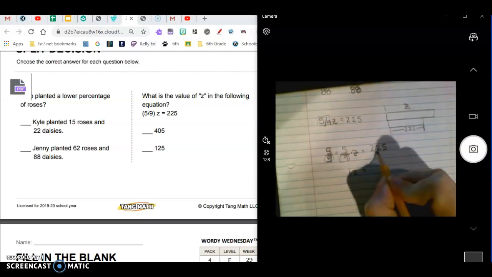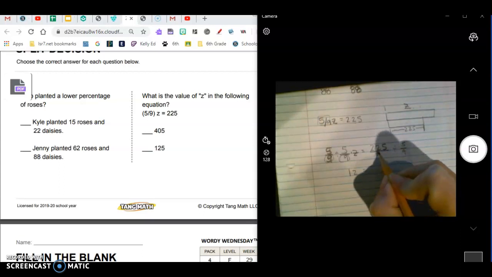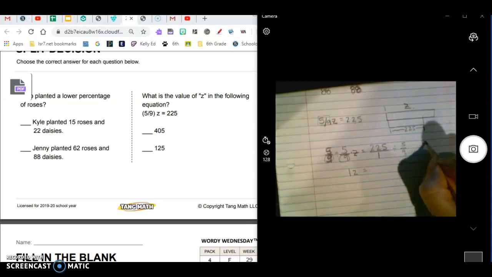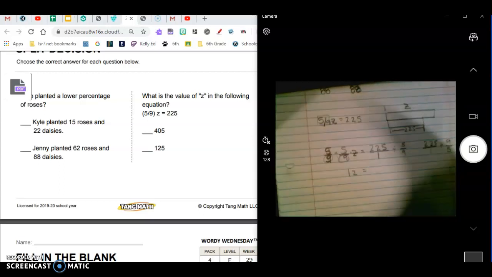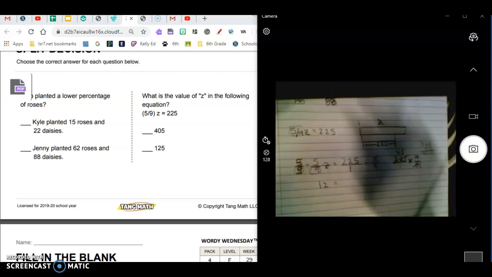Z equals, so over here I need to do 225 divided by 5/9. So on this one, I need to do 225. Need to divide? Please don't cry. Just flip the second fraction and multiply. So on this one, I'm going to cross cancel to make my numbers a little smaller. So 5 divided by 5 is 1. 225 divided by 5 is 45. So now I have 45 times 9. So 40 times 9 is going to be 360. 5 times 9 is going to be 45. So that gets me my 405.